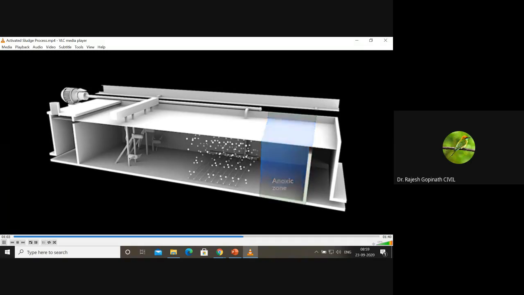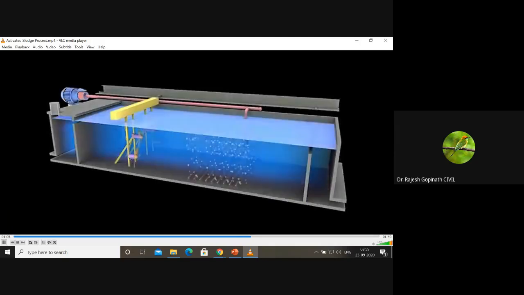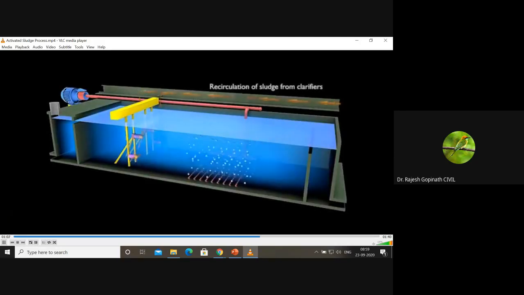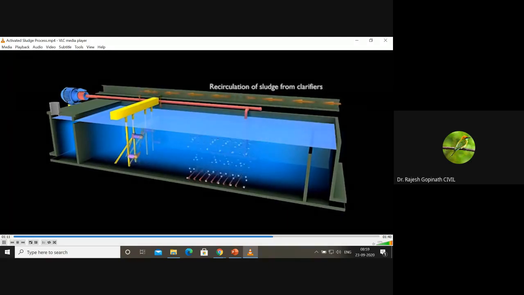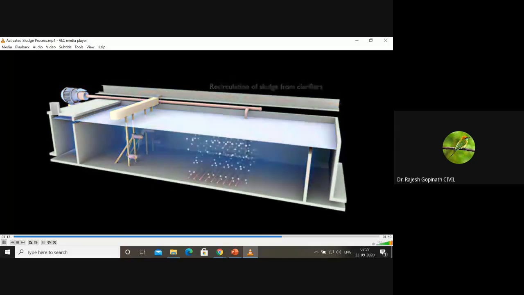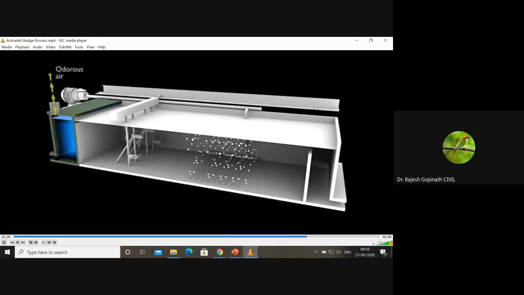To ensure a good balance between food and bacteria, the bacteria settled in the clarifiers are continuously returned. At the inlet of the tank, they are called return activated sludge. The upstream part of the activated sludge tank is covered so that odorous air is trapped and extracted towards odor treatment units.